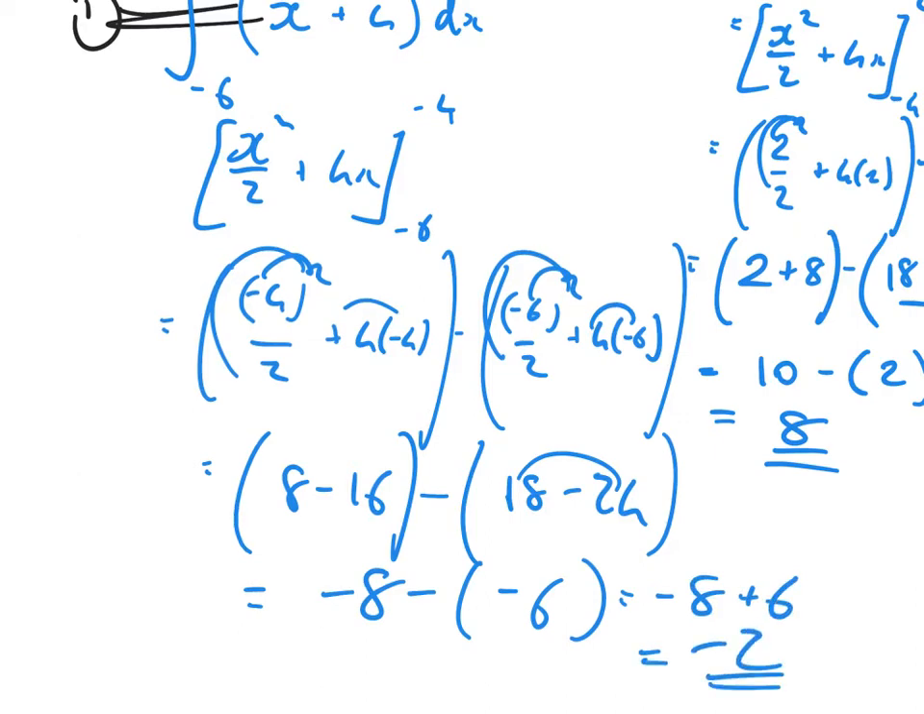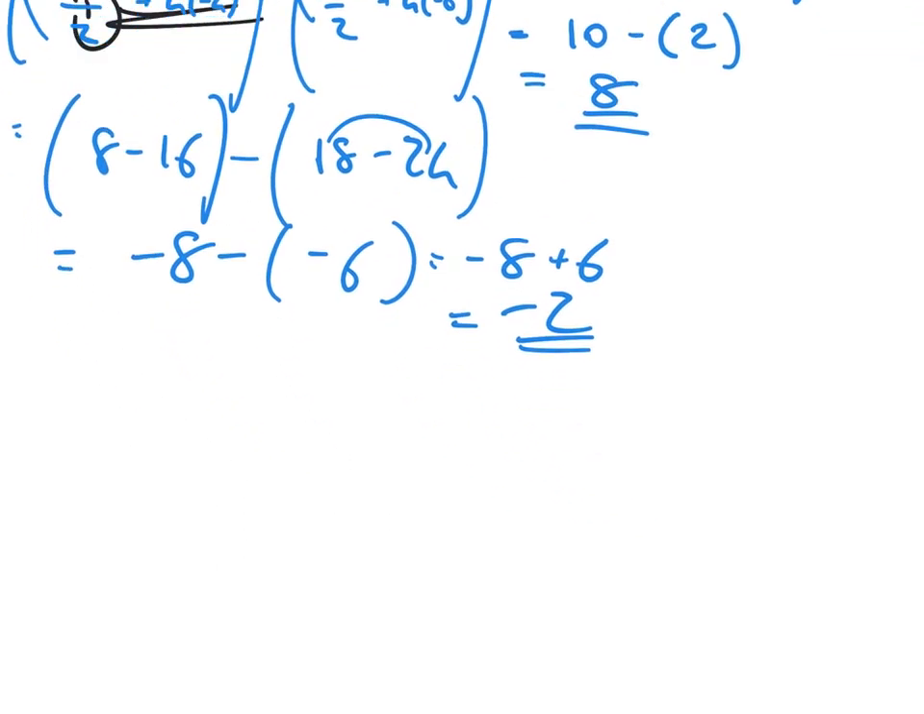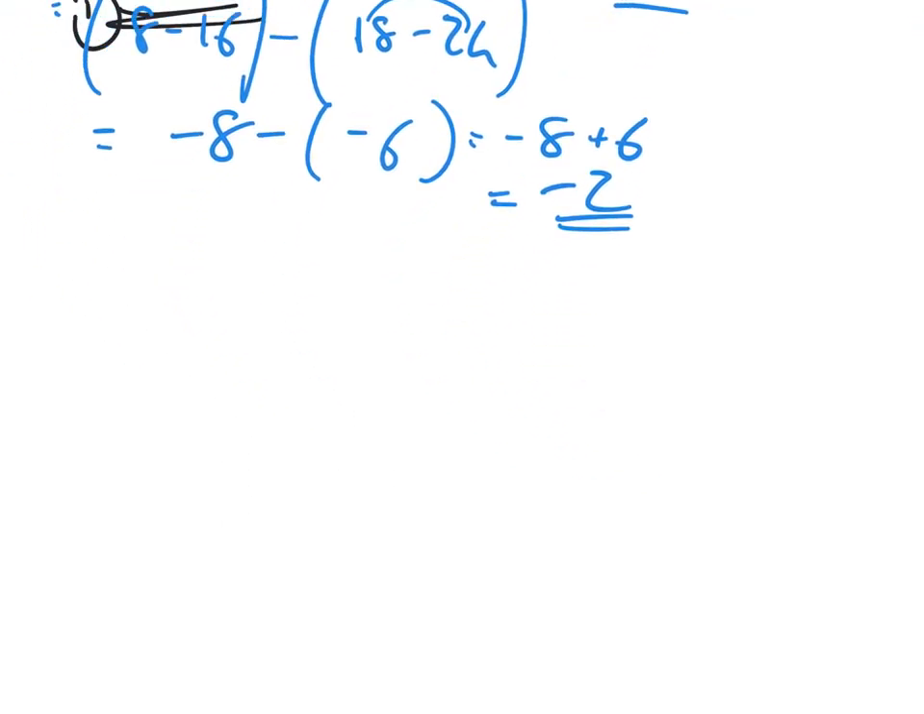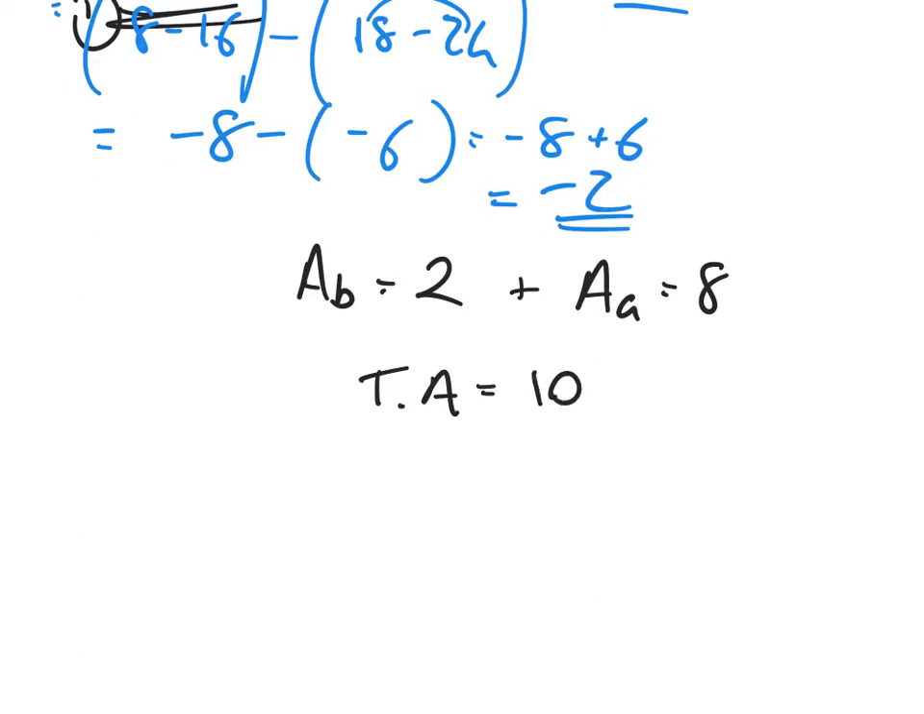So as expected, I get a negative result there, but I ignore that negative, and the area below there is 2. So I'm going to take the area below, which is 2, plus the area above, which is 8, to get the total area, which is equal to 10 square units.